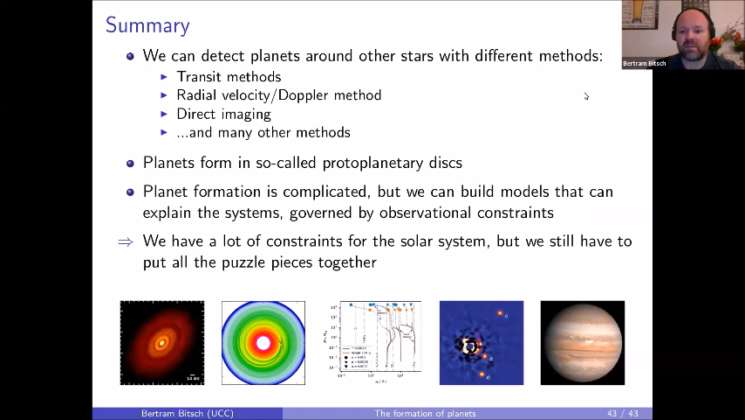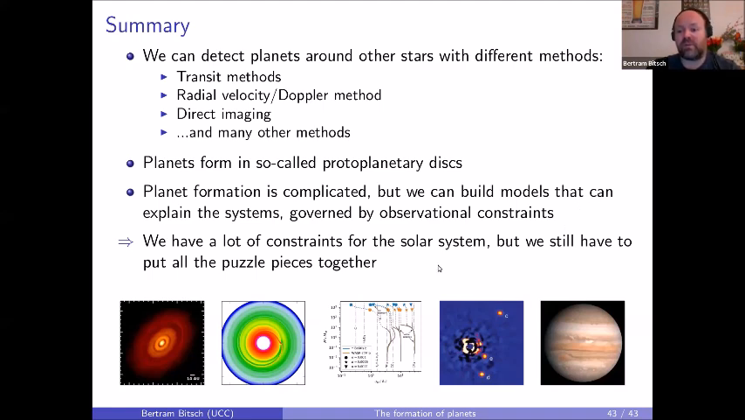So we have different detection methods for planets: a transit method, a radial velocity or Doppler method, direct imaging, and other methods. So we can find a lot of planets around different stars. These planets form in so-called protoplanetary disks. The dust can grow all the way to planets. This formation process is very complicated as we go over many, many orders of magnitude in size, but we can build models to explain the systems, of course, governed by the constraints that we have.